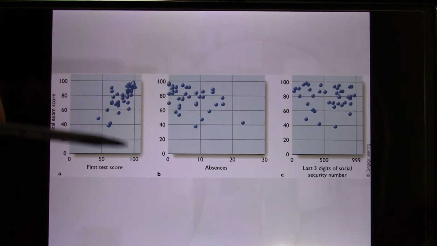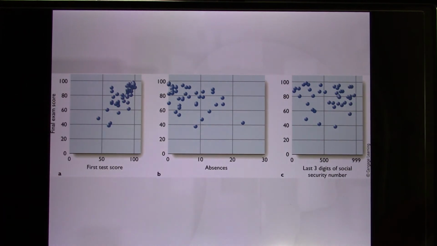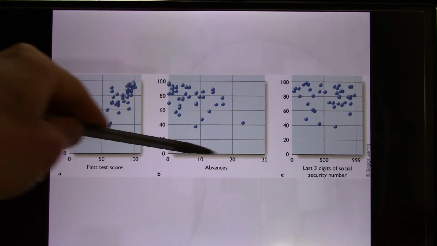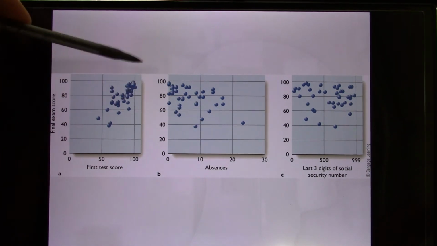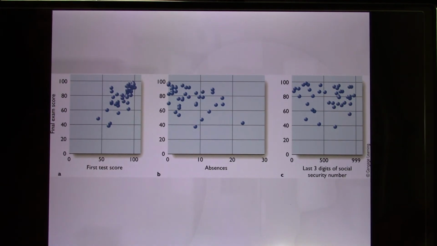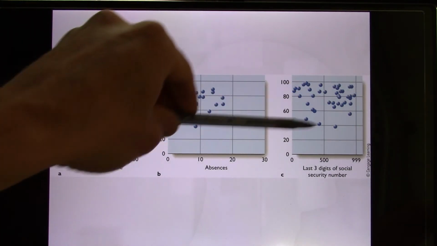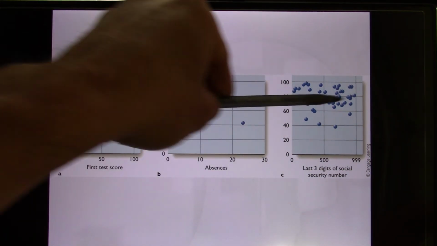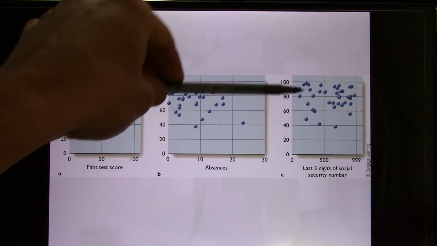This one is number of absences with the exam score. When you look at this, you find, oh, okay, this is negatively correlated. The more you miss class, the lower score you have. This is negative correlation. Or you can find nothing, like the social security number with exam score is not correlated. So this is a correlation close to 0.